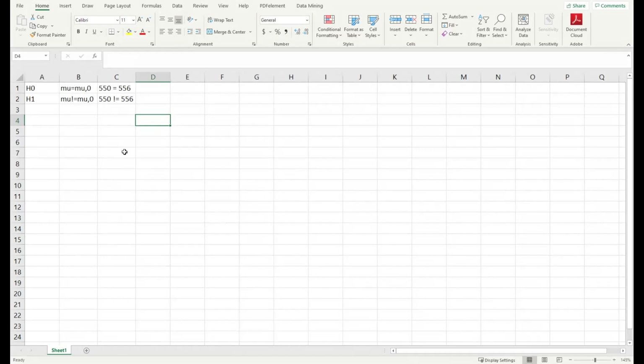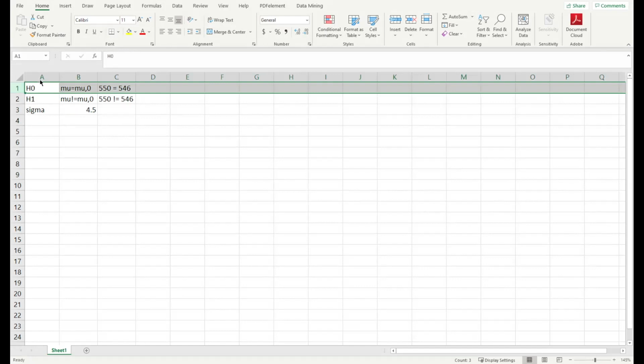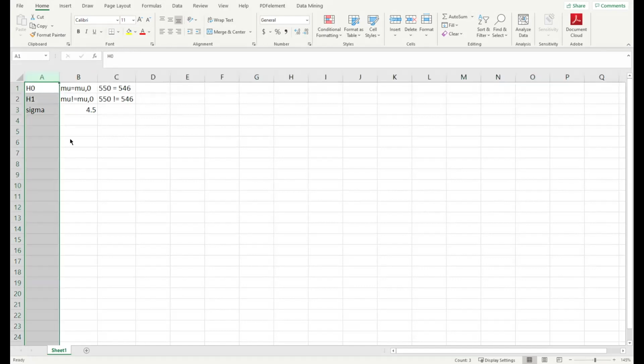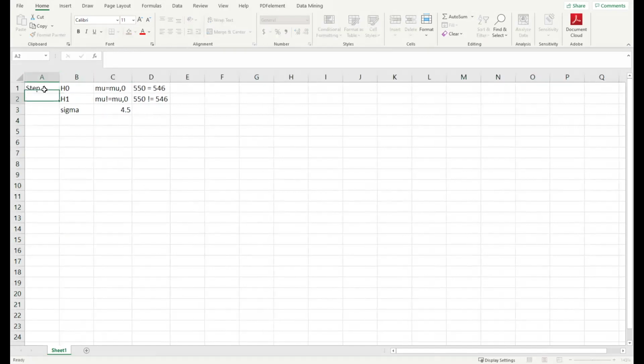Okay? So, yung given values doon, 546 pala, sorry, 546. Tapos yung sigma natin is known to be 4.5. Okay? Sigma is 4.5. So this is step 1. At pwede siguro i-label natin para mas malinis. So we can do step 1. Now let's do step 2.